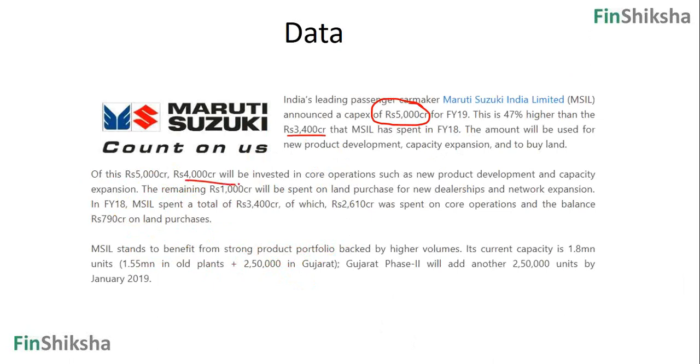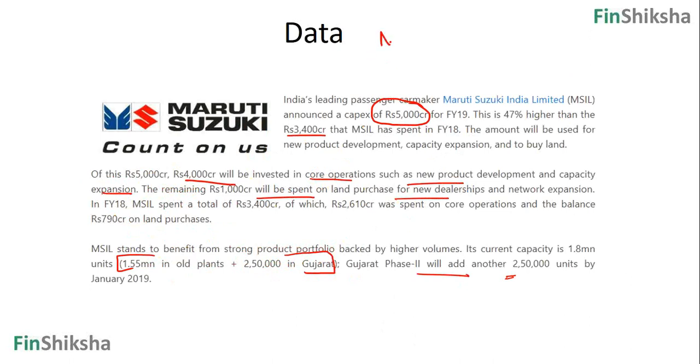Now they're going to say core development, core new product development, core operations, etc. And there's going to be some land purchase that they're going to do. So that's broadly what they're going to do. The capacity they call is somewhere around this 1.55 plus 2.5, and phase two will add another 2.5 lakh, which is what we have assumed.